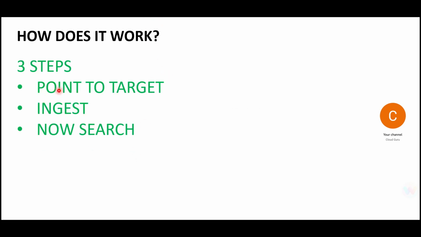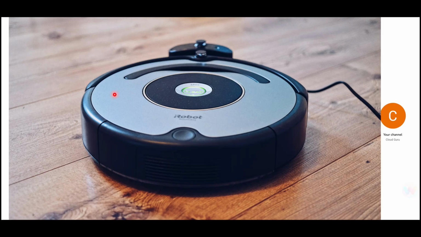Now, how does Kendra work? There are three steps. You have to point to the target. For example, S3 can be one of the targets where your documents are stored. You can point to a document which is kept in S3. You can then click ingest, and then you can search whatever is there. So if you have a range of documents there, you have ingested them in Kendra. Now you can ask questions and it will try to answer with whatever information it has in that document or series of documents.